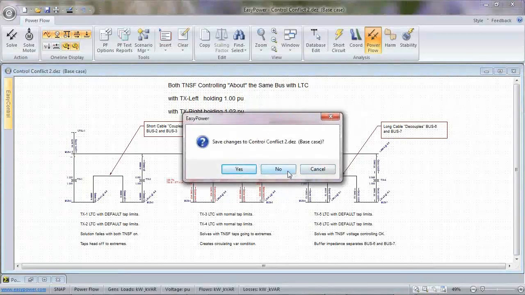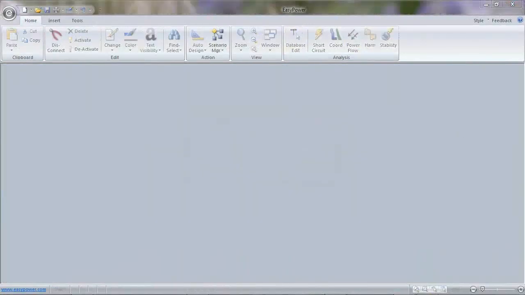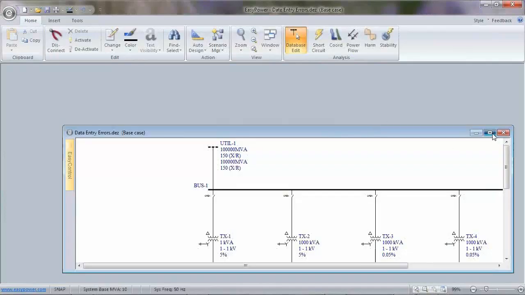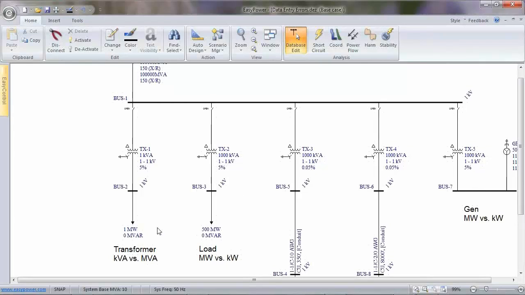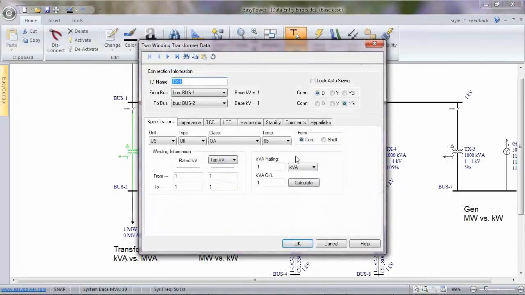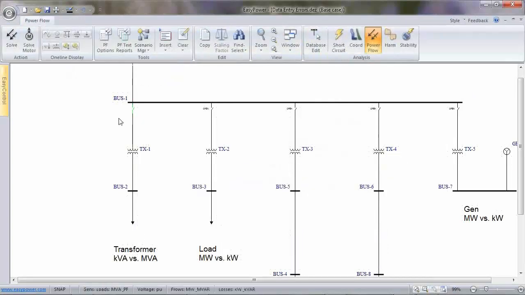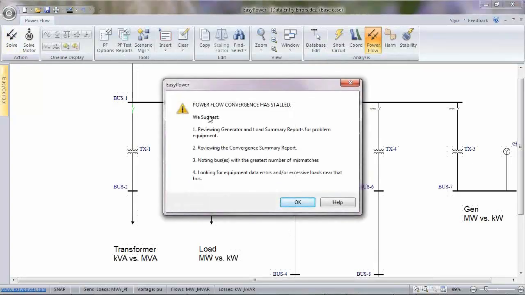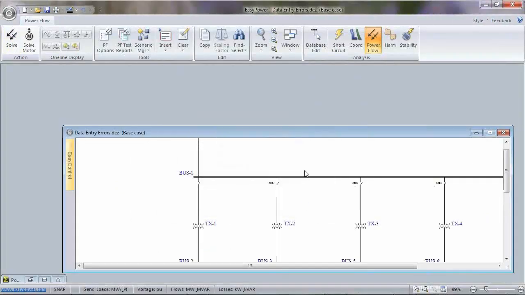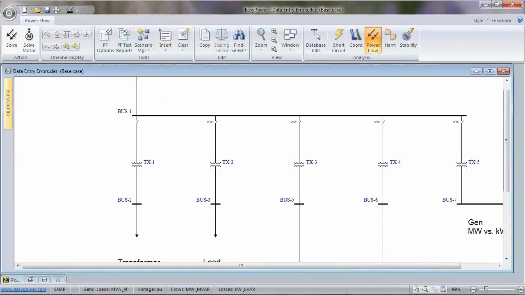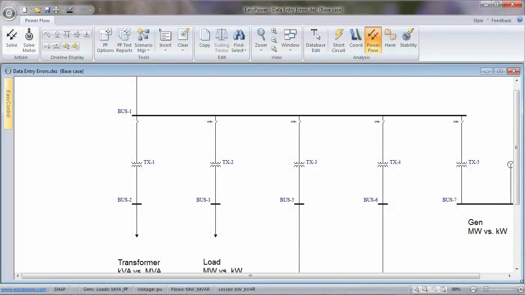All right. Remember those data entry errors that I talked about? Let's kind of see some actual examples. Transformer kVA versus MVA. I really meant to put in a 1 MVA transformer, and I accidentally put 1 kVA in instead of MVA. In this case, I've got a 1 megawatt load. If I solve, I can't solve. Power flow convergence has stalled. Yes, very much so, because you just cannot solve that case. All right.